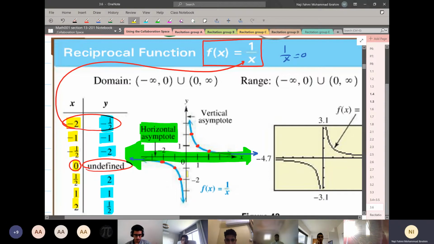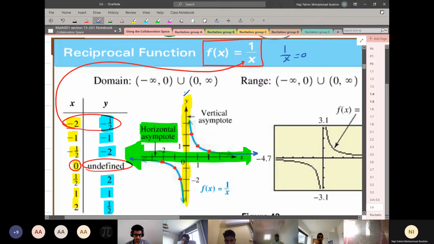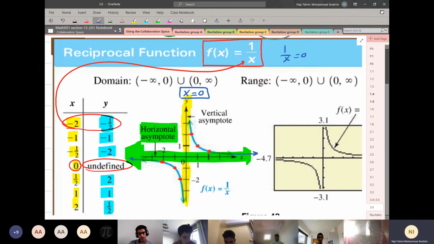This yellow line, Shabab, what is it? Is it the y-axis or not? Yes. طيب. Do you know what's the equation of this y-axis? X equals 0, I think. This is the equation. Now, as x gets closer to 0, what will the value of y be?